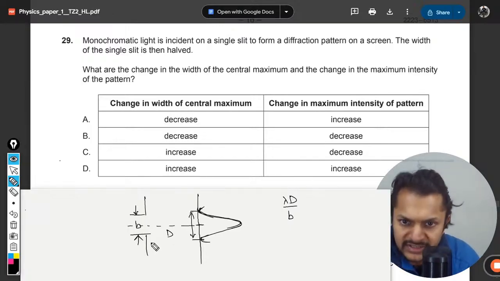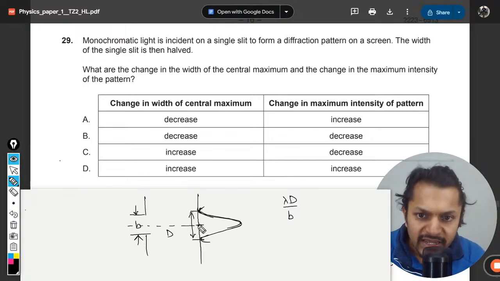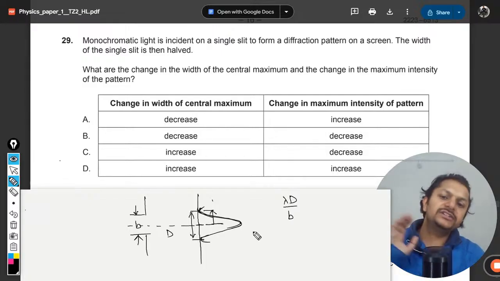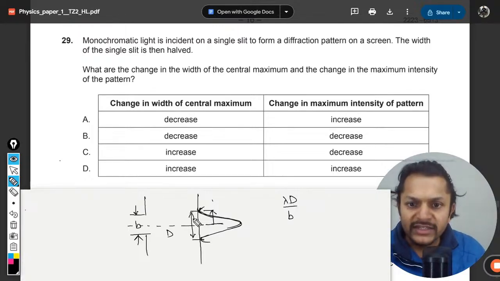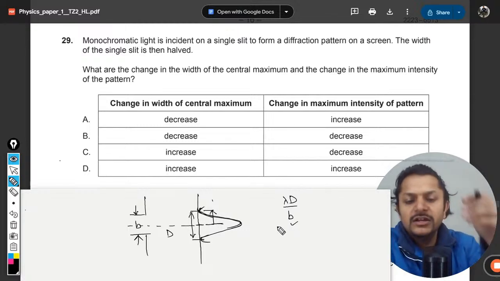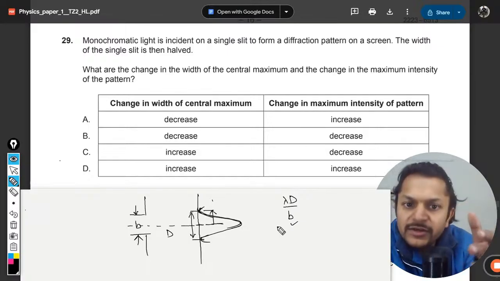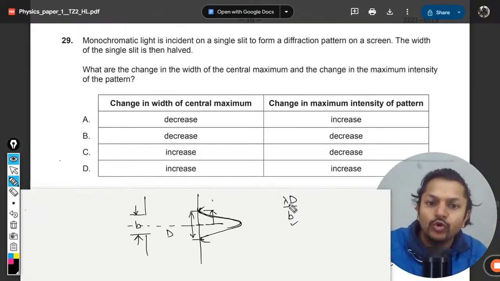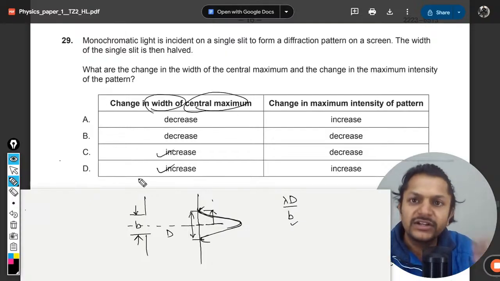And capital D is the distance between the slit and the screen. Lambda is the wavelength that you are using. So this is half of this distance, and this distance is given by lambda D divided by b. You multiply by 2, you get the actual fringe width, which is double of this. So if you are halving the slit width, definitely you are multiplying this equation by 2. So the width of the central maxima is double, so it is increasing.